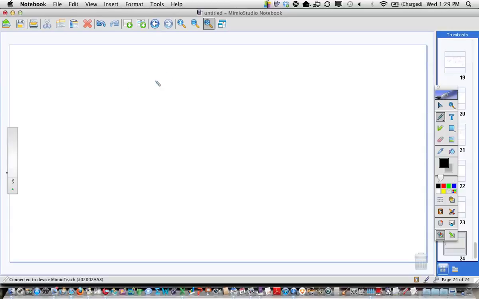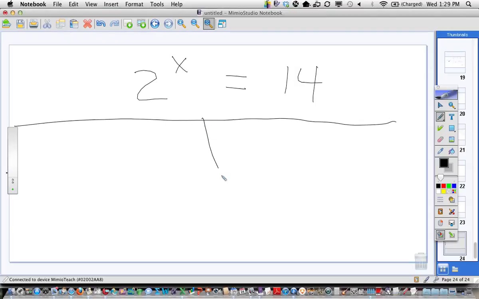Let's take a look at another log problem. Let's say we have 2 to the x equals 14. Okay? Now there are 2 different ways that you can do this. Now this one doesn't come out so nice. There are 2 different ways you can work this. What would one way be? Change form. So let's change it to log. So it'd be log base 2 of 14 equals x.